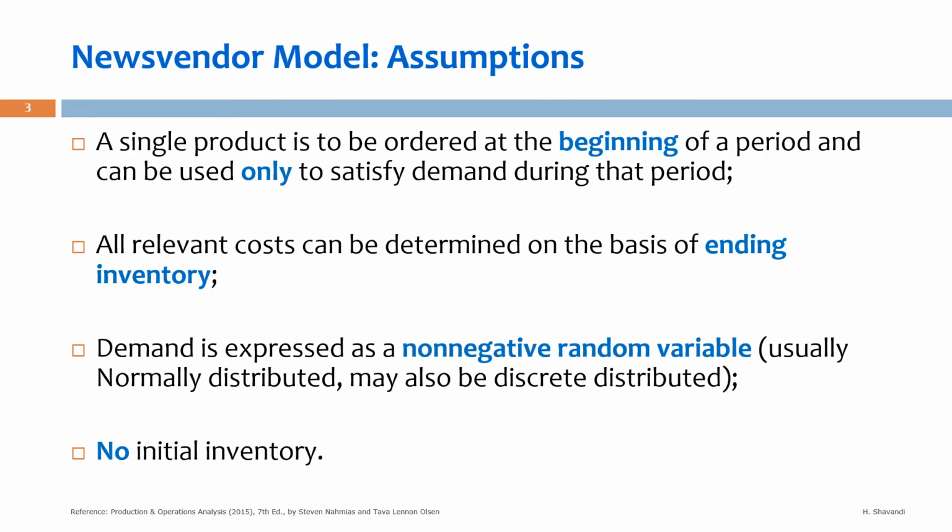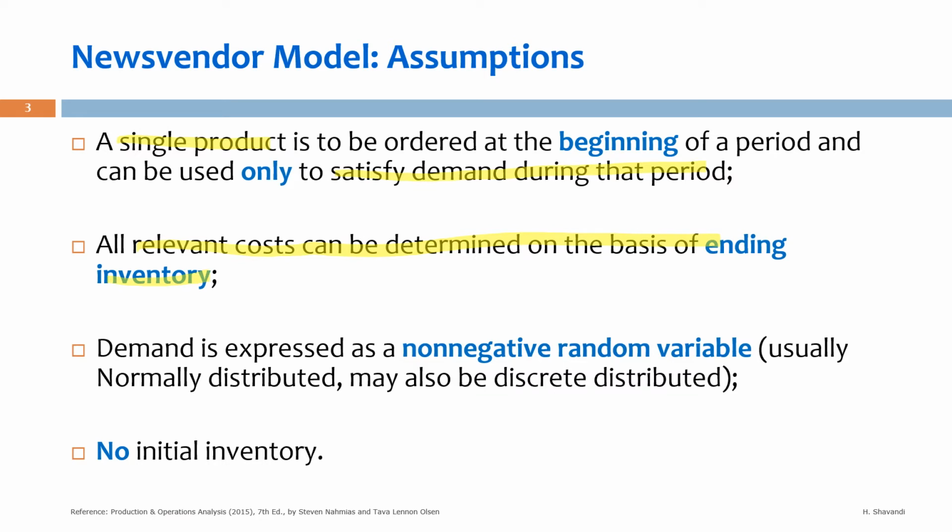So the assumptions that we have for the Newsvendor model: we assume that we have a single product, just one good, and we'll have a single period, and we will order our requirement at the beginning of the period if there is no lead time. But if we do have lead time, then we need to order some time prior to the beginning of the period. We will use that order quantity to satisfy demand during the period, so we won't have reordering during the period. And all relevant costs can be determined on the basis of ending inventory.